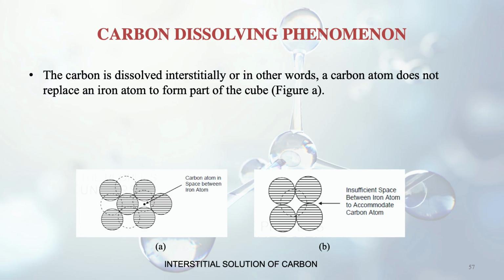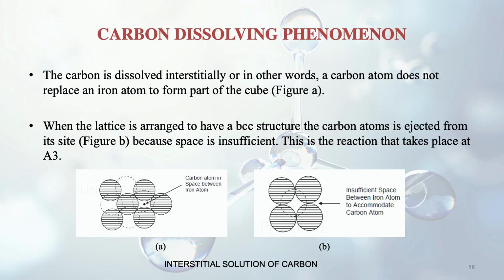Now we take up the carbon dissolving phenomenon. The carbon is dissolved interstitially, or in other words, a carbon atom does not replace an iron atom to form part of the cube. We know, as discussed earlier, that the carbon atom is smaller in size than the iron atom, so it sits in the interstitial space.